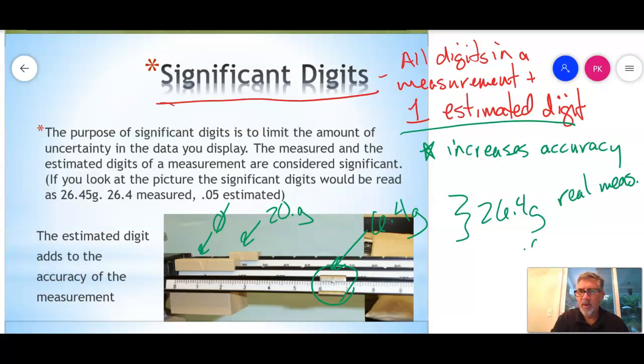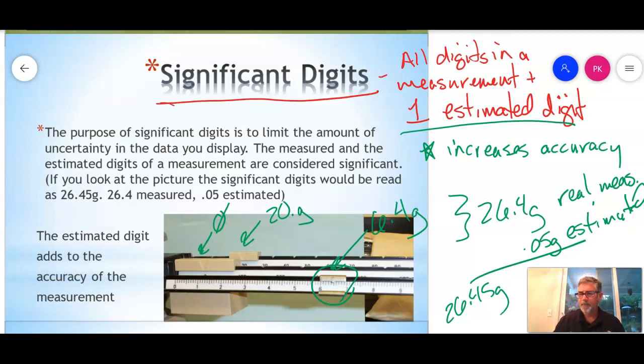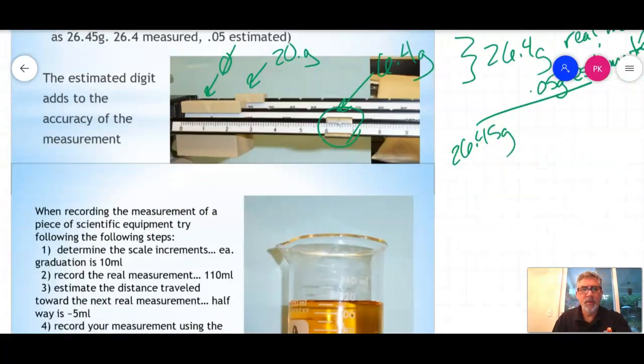So 0.05 grams is estimated. Right? Because what you're saying is it's not 26.4, it's more, but it's not 26.5. So I would have to say this is 26.45 grams. So we always do that in science. We always estimate the last digit. If you ask my son how old he is, he'll say that he's almost 15, right? He's not 15 yet. He's not 14. In fact, his birthday's in like 2 weeks or 3 weeks, right? Almost 15 is his estimation of where he is, right? So it just increases accuracy.